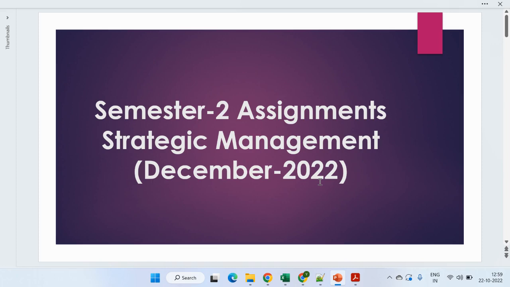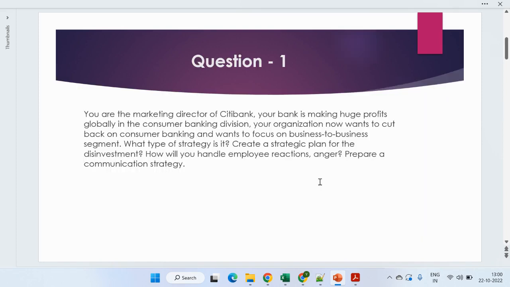One thing about the strategic management assignment this time: this is a very different assignment. You won't find much of the stuff from the book. Many times you need to refer to the internet or apply your brains to write the answer. They are not asking straightforward answers from the book, so this is a little bit tricky. Earlier it was very easy, but this time they have made the questions a little bit tougher. So let's start with our first question.